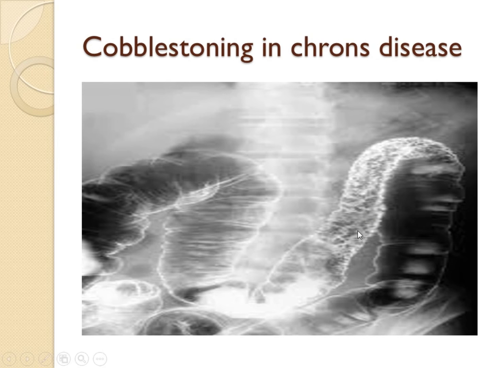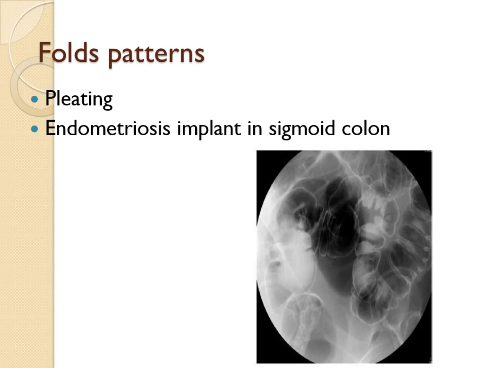In cobblestoning, it's deep fissuring and also edema of the colon. It's a double contrast barium enema, as mentioned in Crohn's disease. Fold patterns: in this patient there is a folding, plating, whether you have exophytic masses in endometriosis or any intraperitoneal lesion that leads to a mucosal pattern folding on each other, like plating, getting close to each other.